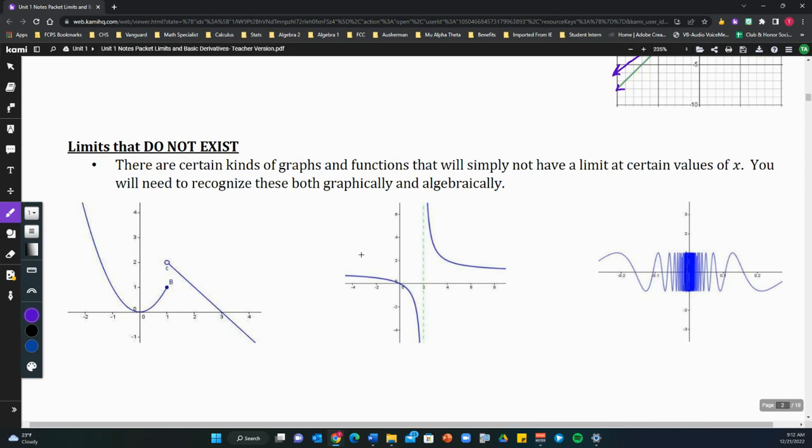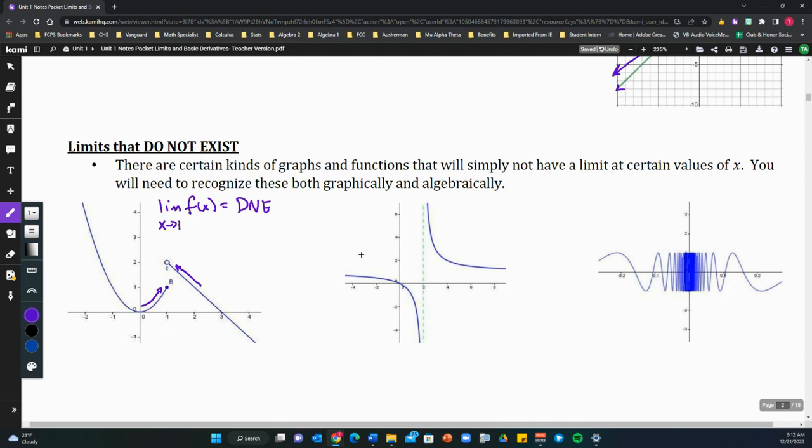So these are 3 cases of those. For this first one, if I were to ask you the limit as x approaches 1 of f of x, from the left side, we have a one-sided limit of positive 1. From the right side, we have a right-sided limit of 2. And because those one-sided limits are different, this would be a case where we say the limit does not exist.